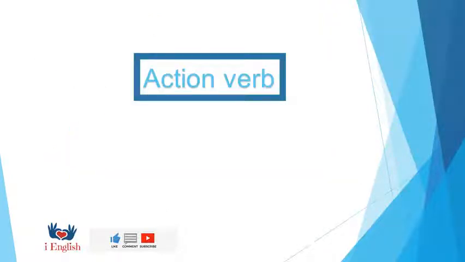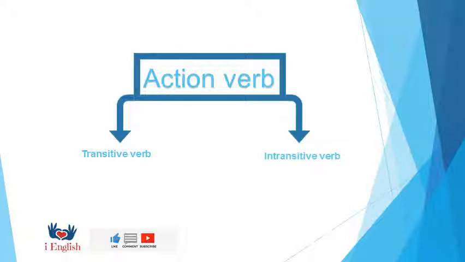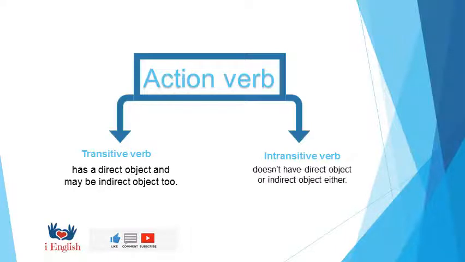For a starter, we'd like to draw your attention that direct objects and indirect objects come with action verbs. Action verbs are divided into transitive and intransitive verbs. A transitive verb has a direct object and maybe an indirect object too. But an intransitive verb doesn't have a direct object or an indirect object.